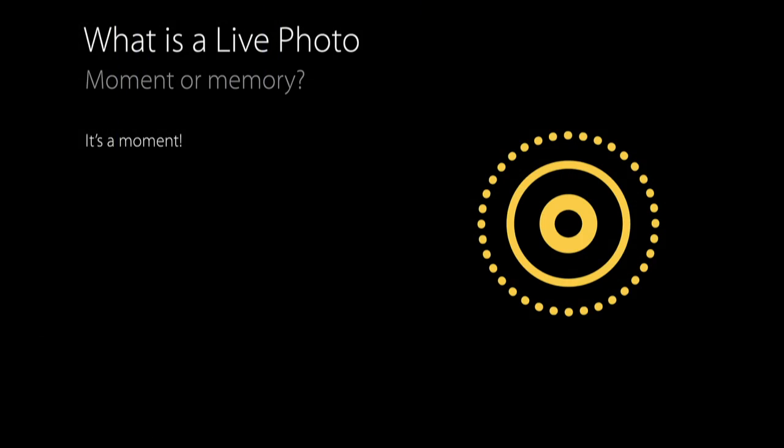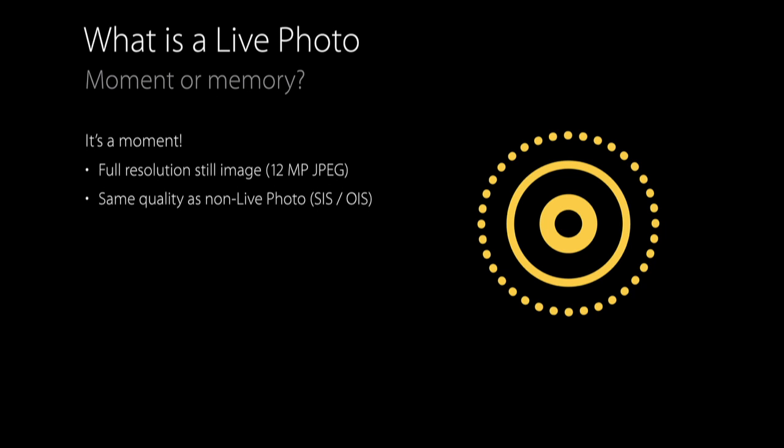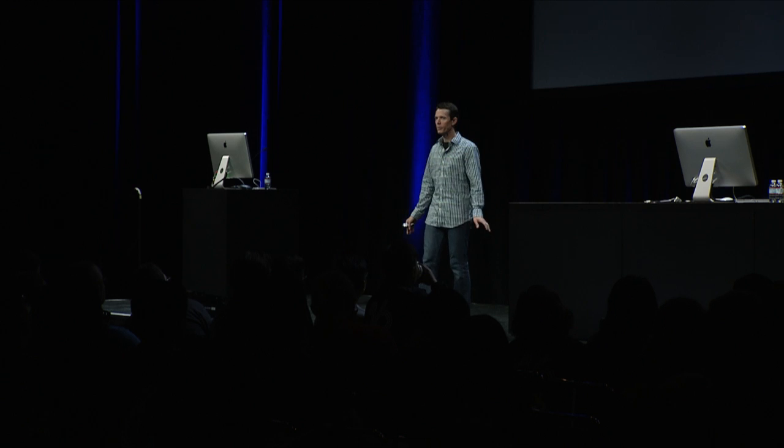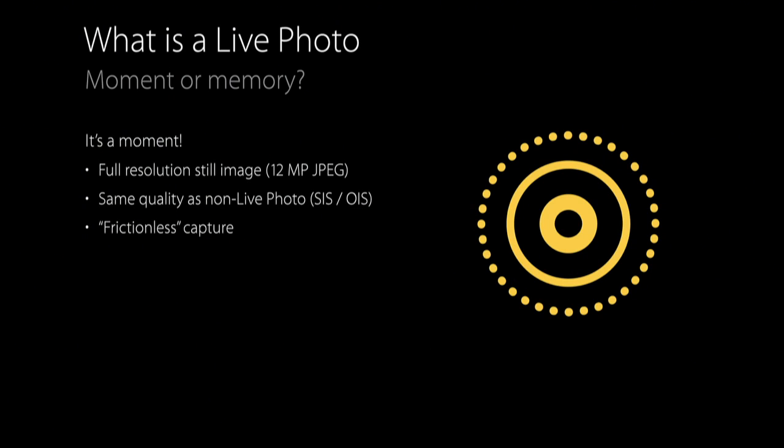A moment or a memory? Well, first and foremost, it is a still photo. It's still as good quality as before. It's a 12 megapixel JPEG, full resolution still image, and it has the same quality as non-live photos. Let me emphasize that again. Live photos get all the great secret sauce that Apple's non-live photos do. So you are not sacrificing anything by turning it on. Also, a big deal was the idea of frictionless capture. That means there's nothing new to learn. You take photos the same way you always have. Still the same spontaneous frame the shot, push a button, nothing additional to think about.